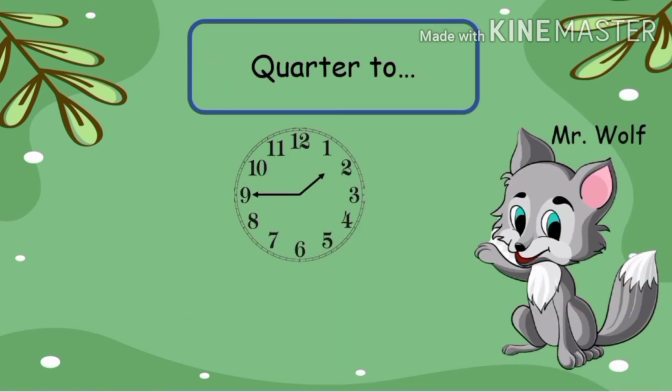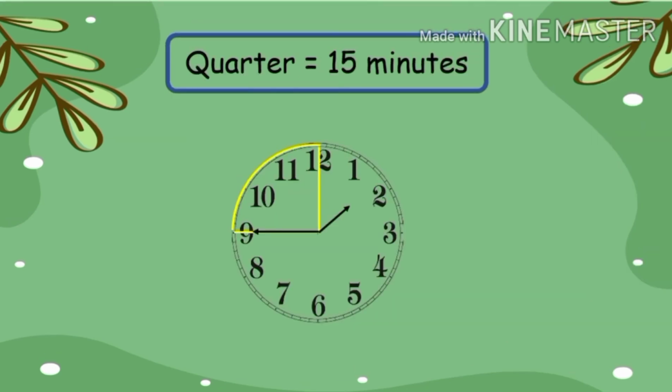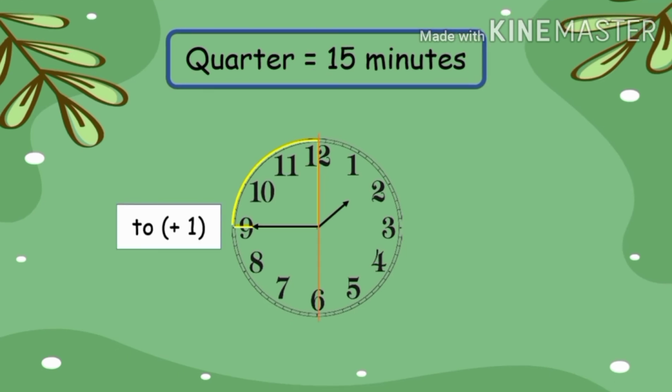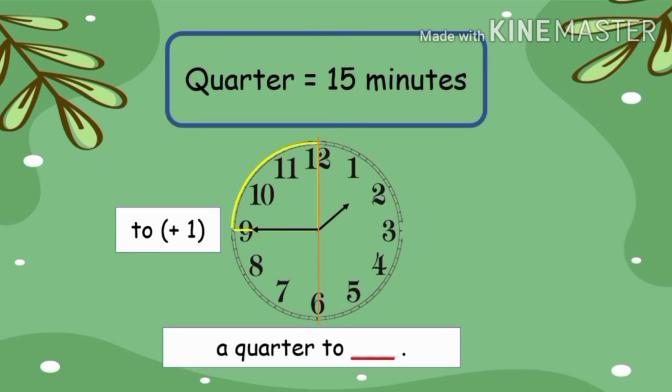Next example. Look at the clock. The long hand is pointing at 9. So we are using the last 15 minutes. And we are using the left hand side of the clock. Same thing. We use 2 plus 1. And remember, quarter means 15 minutes.